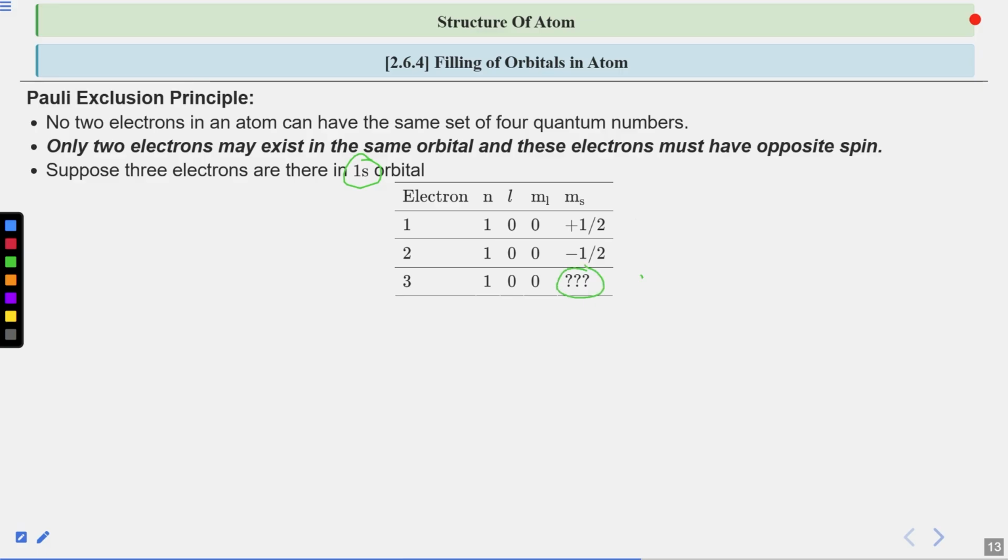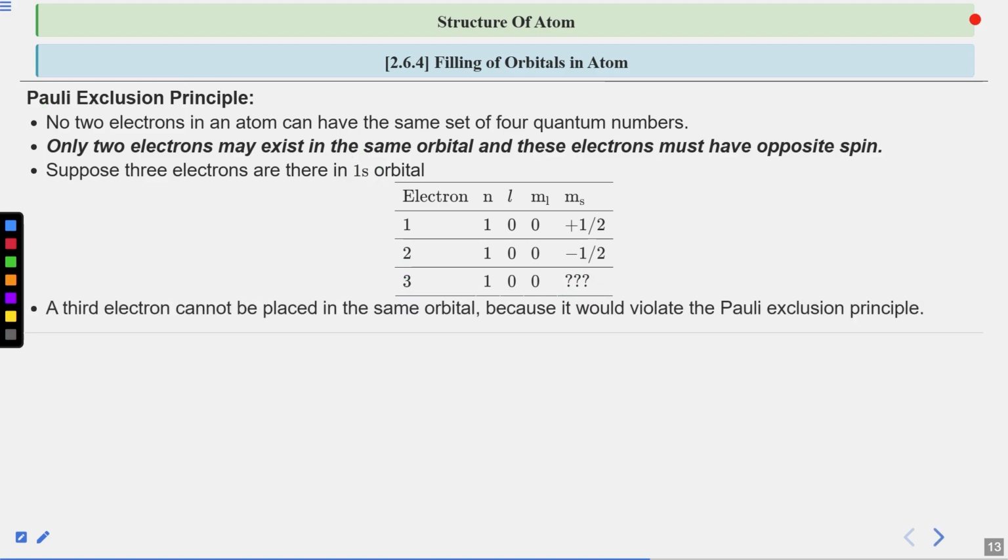If you take it as plus half, then the 1st and 3rd electrons will be identical, which is false from the Pauli point of view. If you take minus half, then the second and third will be the same. So again it is violating the Pauli exclusion principle. So we can say that putting a third electron in the same orbital violates the Pauli exclusion principle.